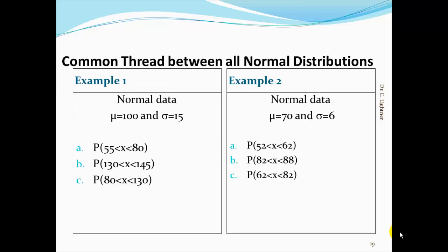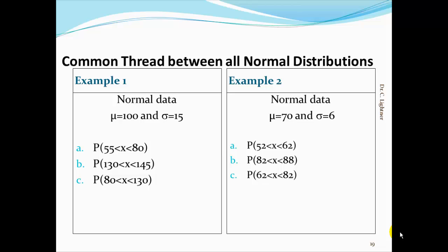In order to explore the common thread between all normal distributions, let's review these two examples. For our first example, we have normal data with a mean of 100 and a standard deviation of 15. For this example, we want to compute the probabilities that x falls between 55 and 80, that x falls between 130 and 145, and that x falls between 80 and 130.